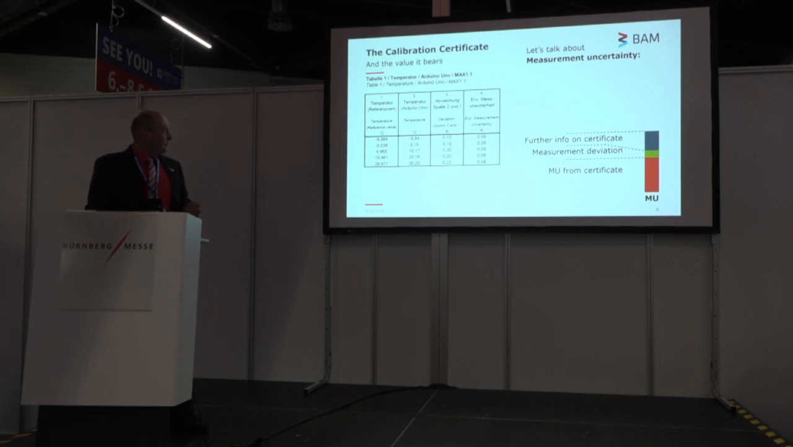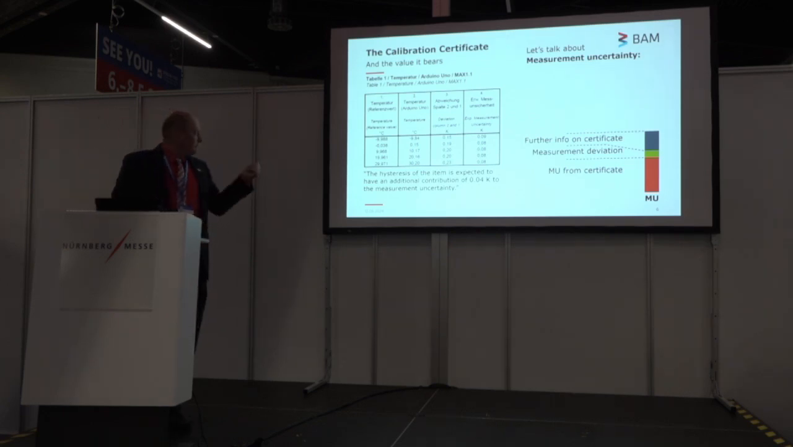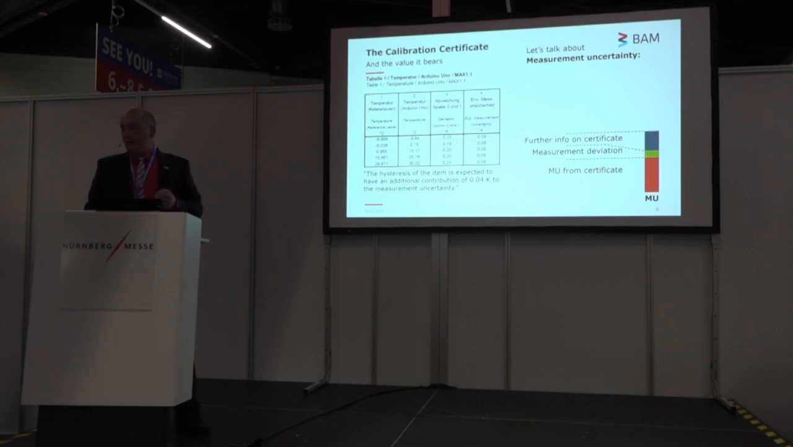For example, for a PT100 calibration, you can find a sentence like this: the hysteresis of the item can have an additional contribution of 40 millikelvin. This contribution is not included in the measurement uncertainty stated in the table. So you have to take it into account, except for the case that you measure exactly the same way the device was calibrated. You can find information in the certificate how it was calibrated, if it was calibrated with rising temperatures or with falling temperatures, and if you measure it the same way and start at the same temperature, you may not need to take it into account. But that's usually not the case.